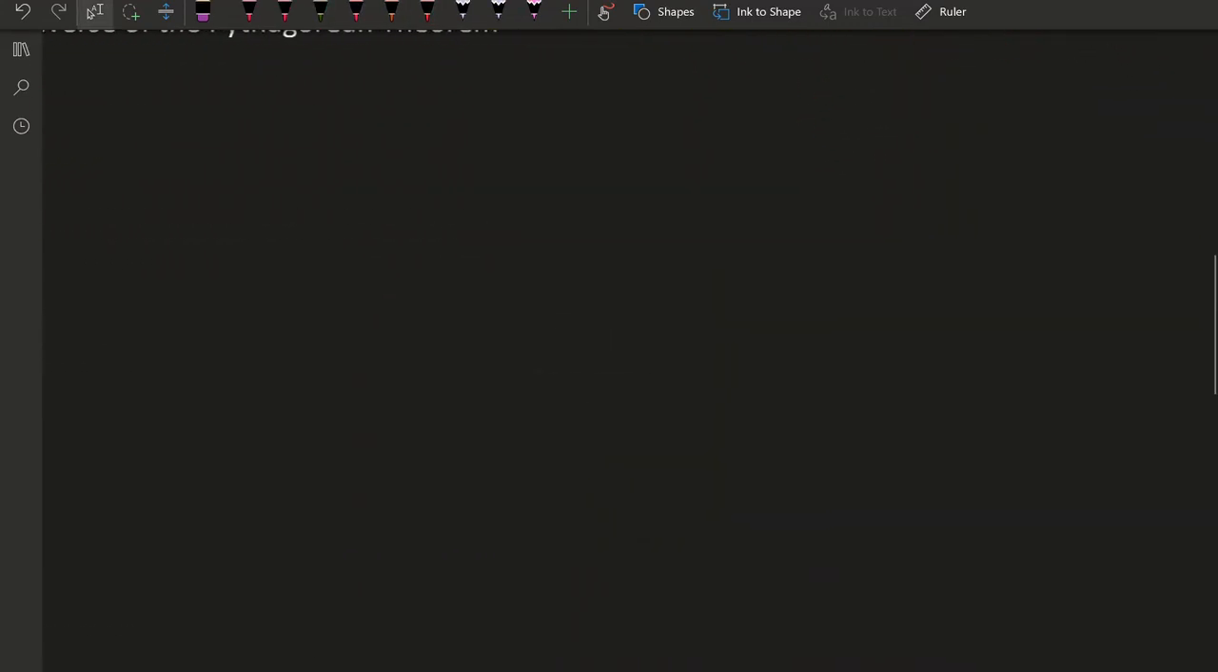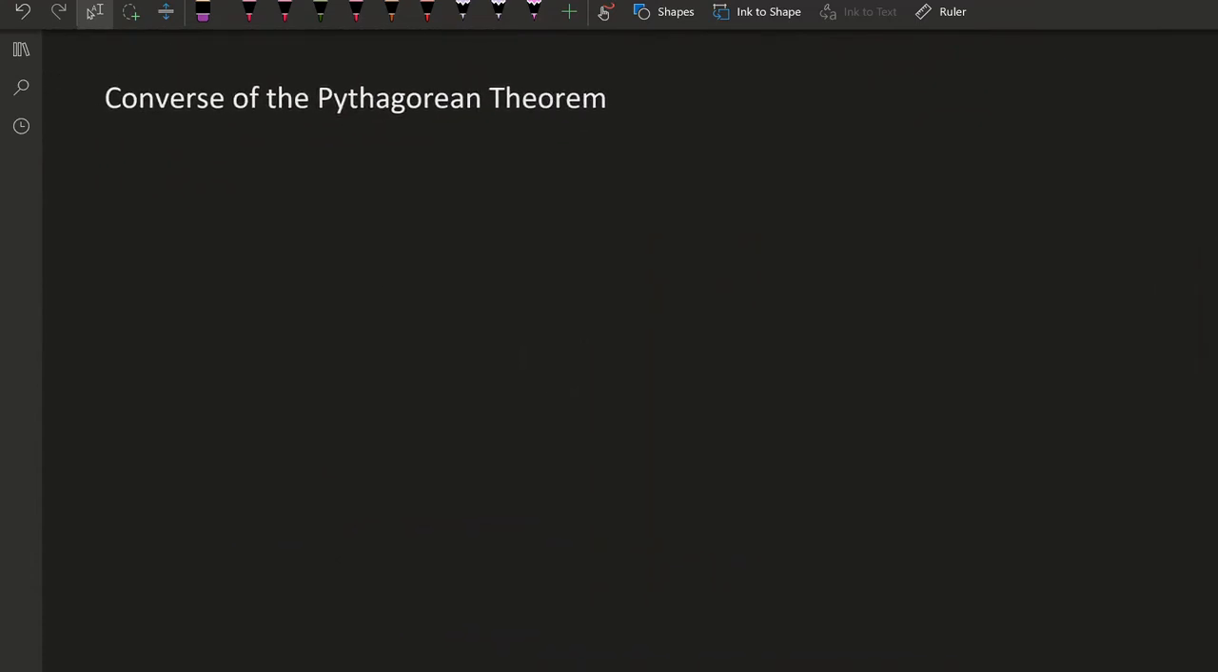Okay, now, moving into high school level, the converse of the Pythagorean theorem. Remember, converse means it's a theorem, but in reverse. So, the Pythagorean theorem says if it's a right triangle, then a squared plus b squared equals c squared. But now I can say if a squared plus b squared equals c squared, then it's a right triangle.